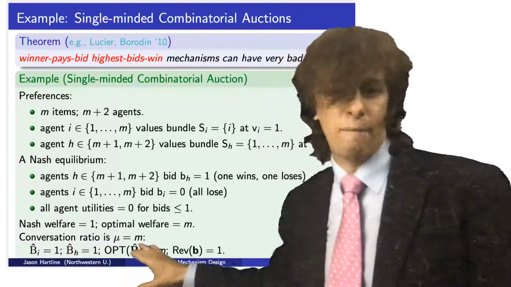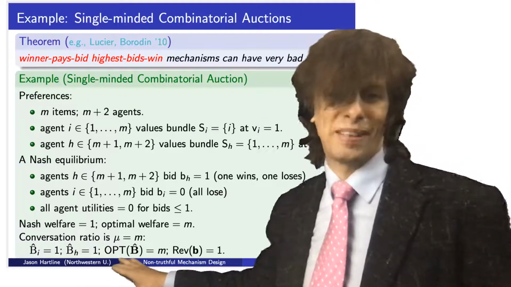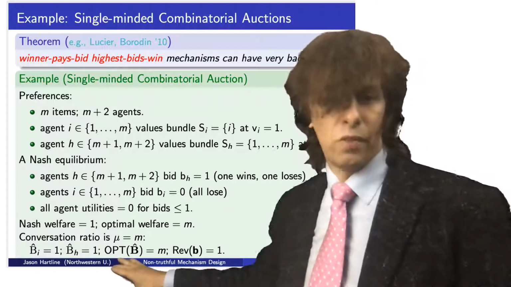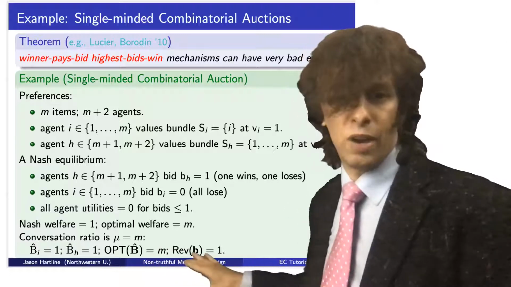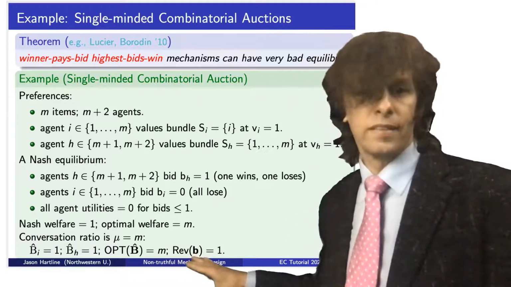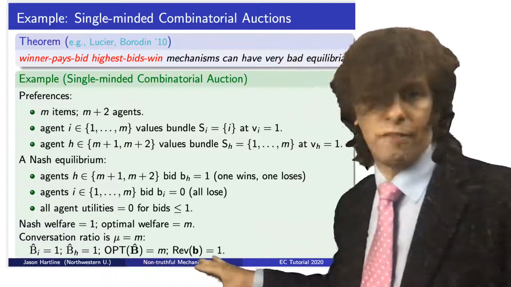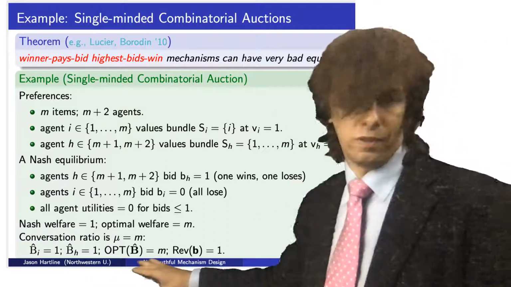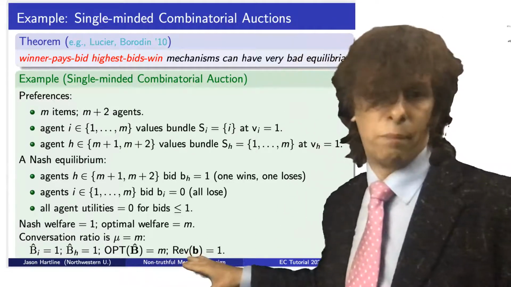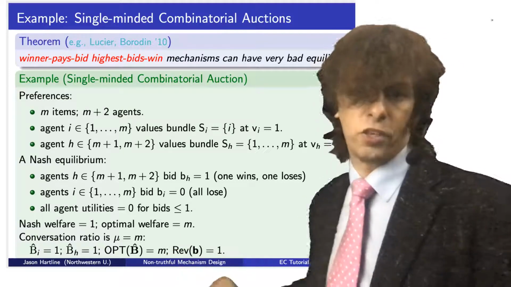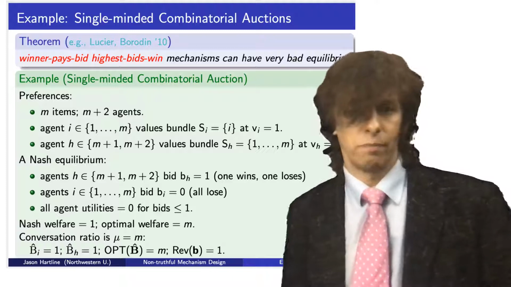So what is the optimal allocation if we're trying to maximize the sum of these expected critical bids? Well, that optimal is going to be equal to m. Of course, the revenue of this equilibrium is 1. And so the ratio of the optimal surplus of these expected critical bids to the revenue is m. And that's the definition of the conversion ratio. And so we see the conversion ratio is mu equal m.